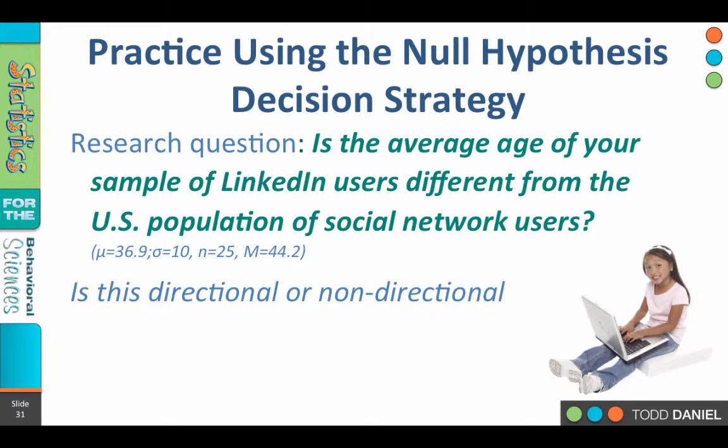Well, are we going to use a directional or non-directional hypothesis? We're asking whether LinkedIn users are different. Are we asking whether they're older? Are we asking if they're younger? We're only asking if they are different. So is that directional or non-directional? That is a non-directional hypothesis, so we will use a two-tailed test. We have a mean of 36.9, a standard deviation of 10, a sample size of 25, and a sample mean of 44.2. Those numbers will stay on the screen at each stage, so you'll be able to refer back to them. You'll know where those numbers come from. We will need all four of those numbers.